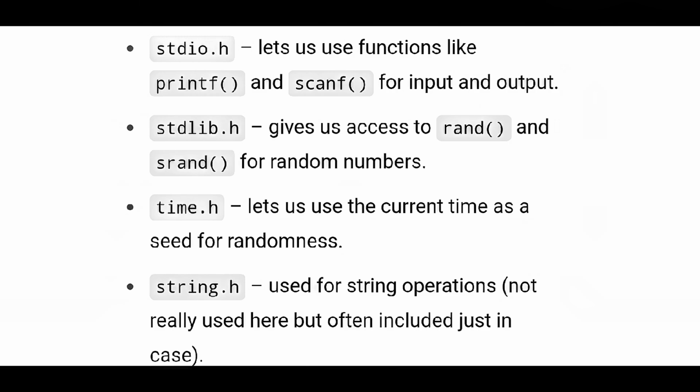First one is stdio.h. It lets us use functions like printf and scanf for input and output. Second one is stdlib.h, and it gives us access to the rand function and srand function for random numbers. Third one is time.h, and it lets us use the current time as a seed for randomness. And at last, the fourth one, string.h, is used for string operations. In this program it is not used, but it is often included just in case.